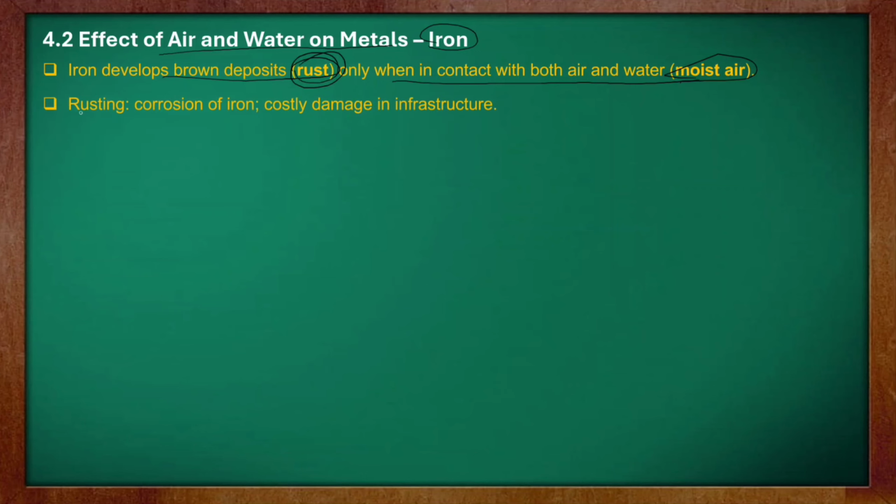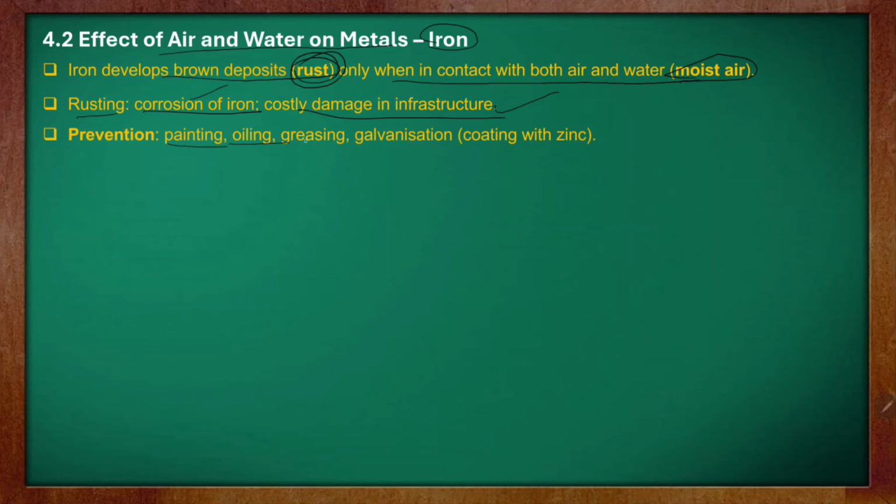One more thing here, in rusting, see, corrosion of iron causes costly damage in infrastructure. What happens when rusting happens in objects of iron or anything? The gradual deterioration of a metal surface caused by air, water and other substances is known as what? Corrosion. Gradually it gets damaged, and so many infrastructures have been damaged, and a huge amount of money has been used to make them again. And in order to prevent it, what do you need to do? You need to paint, oil, grease and galvanize, that means coat with zinc.